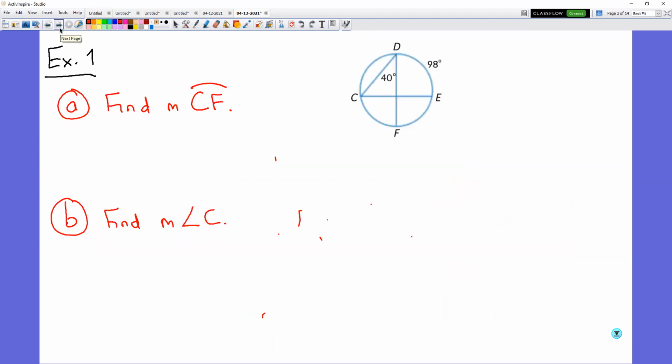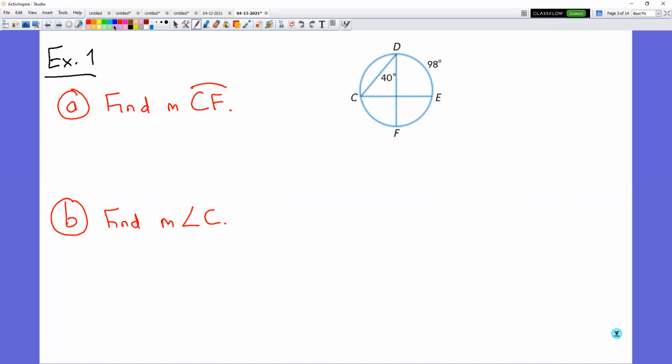In this first problem, we have a two-part example, and notice that they've given you 40 degrees for this angle here, and then 98 degrees for this arc. Let me give you just a moment to make sure you draw this picture. Now we'll answer the question. The question for part A is to find the measurement of arc CF.